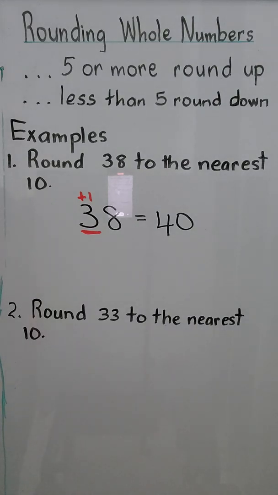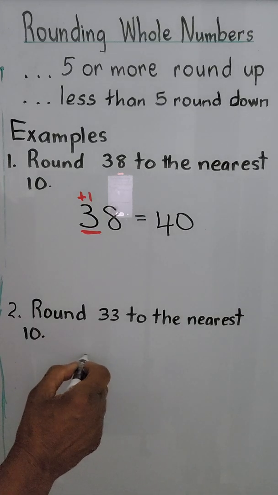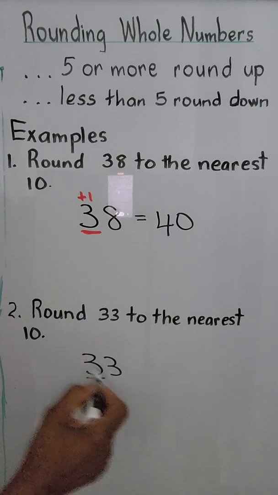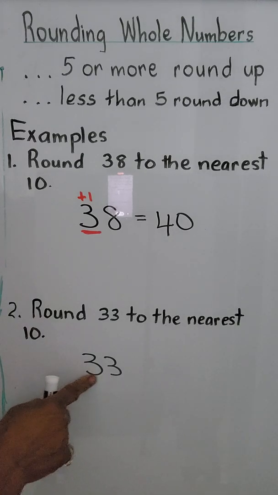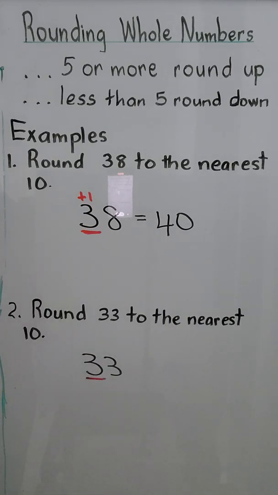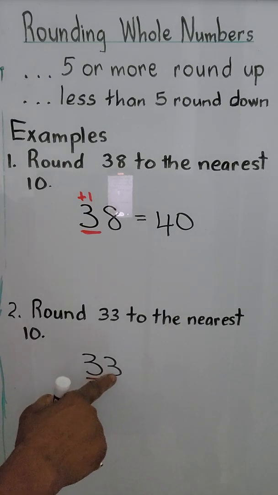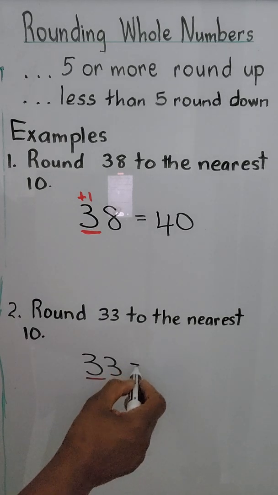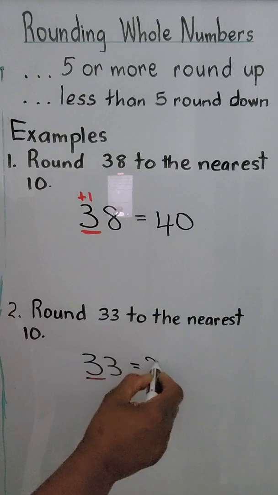Example 2, round 33 to the nearest 10. So we have 33, nearest 10, that's the rounded number. We look at the number following the rounded number. It's less than 5, so we're going to round down. So round down means we keep the rounded number. So it's 33 rounded to the nearest 10 is equal to 30.